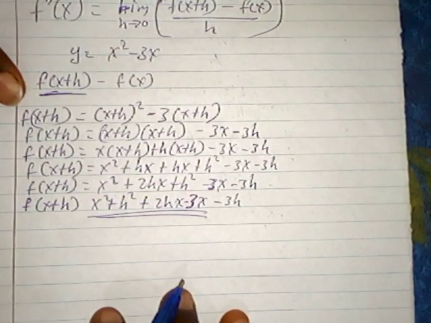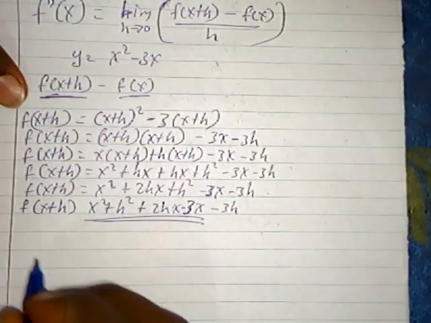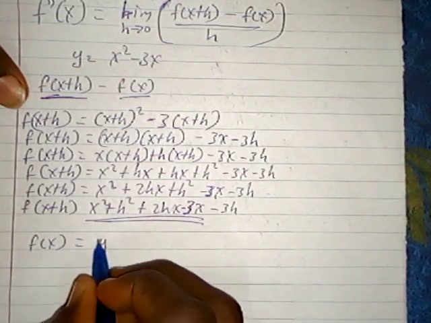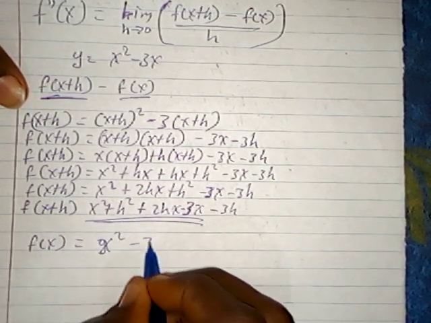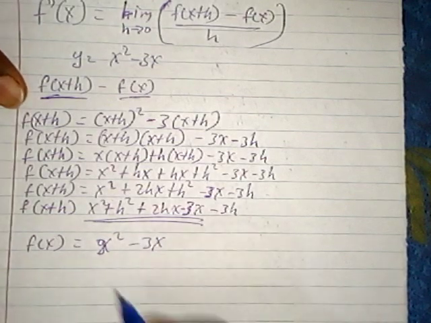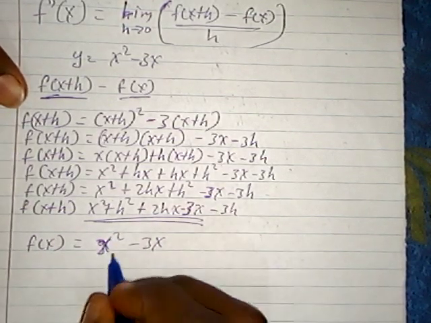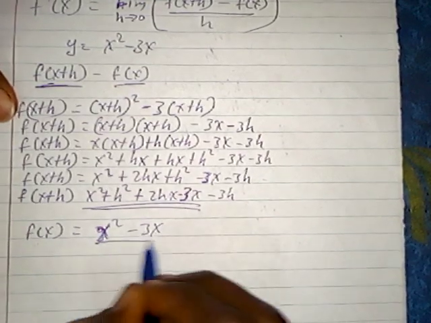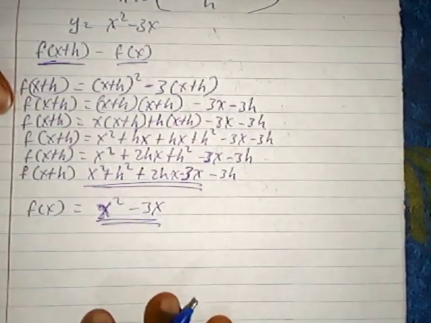Now we find the value of f of x. So say f of x is equal to x square minus 3x. Anywhere you see x, you just put x there. It's the same thing, right? Good. So f of x is just equal to x square minus 3x. So this is the value of f of x. Now we bring the formula.